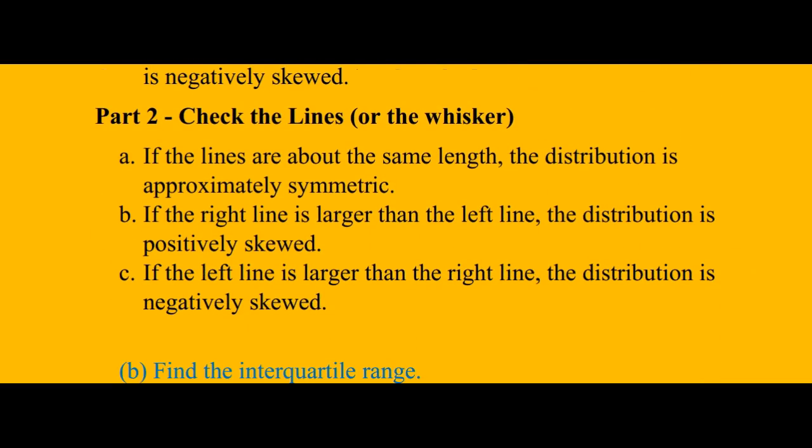Another thing we could look at is the whisker lines. Supposing the graph is symmetrical, and yet one of the lines is longer, like the right one is longer. That means there is maybe an outlier, something like that.